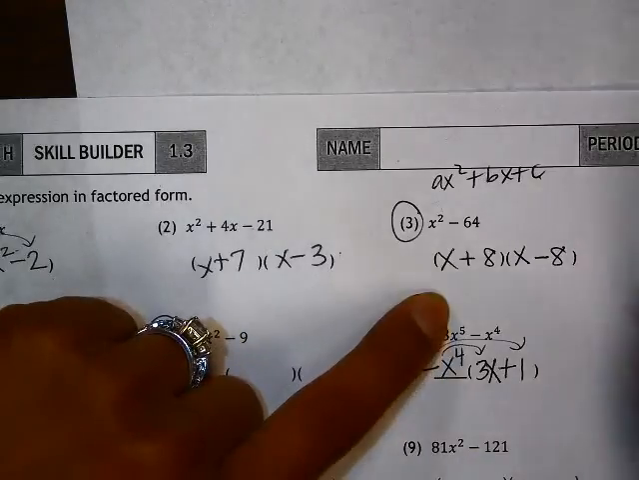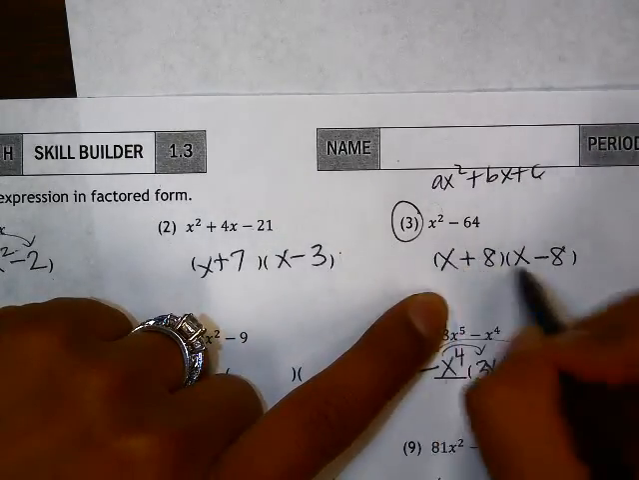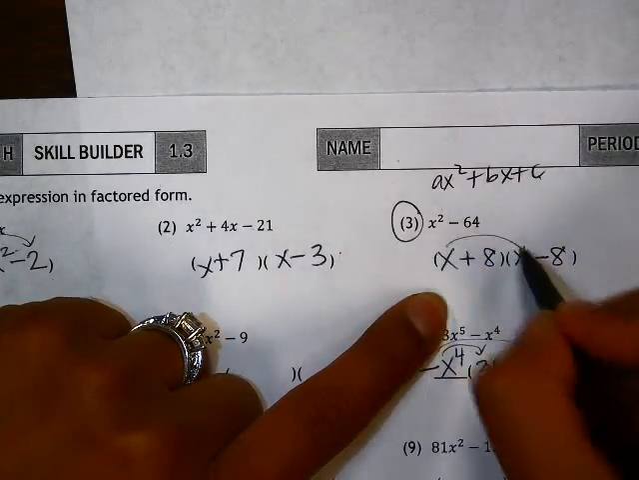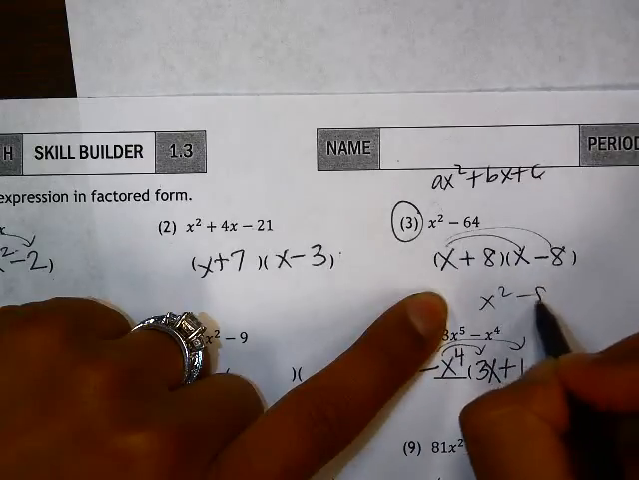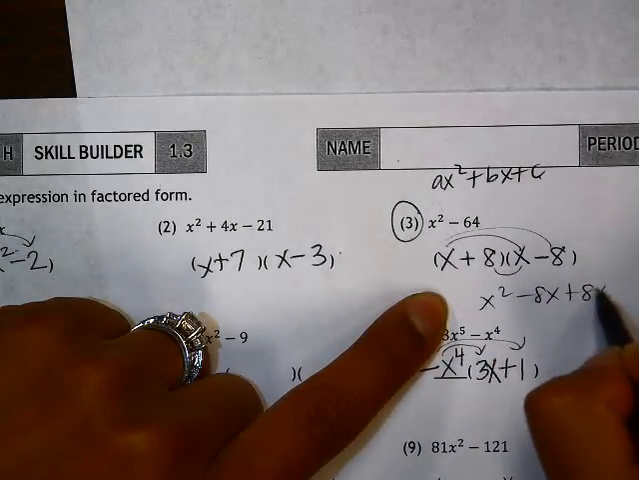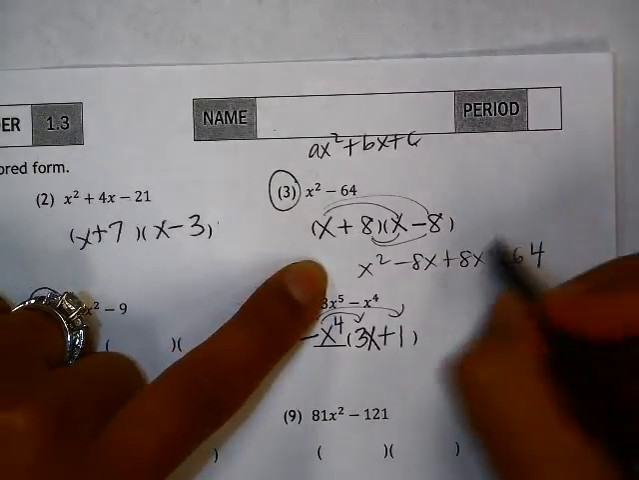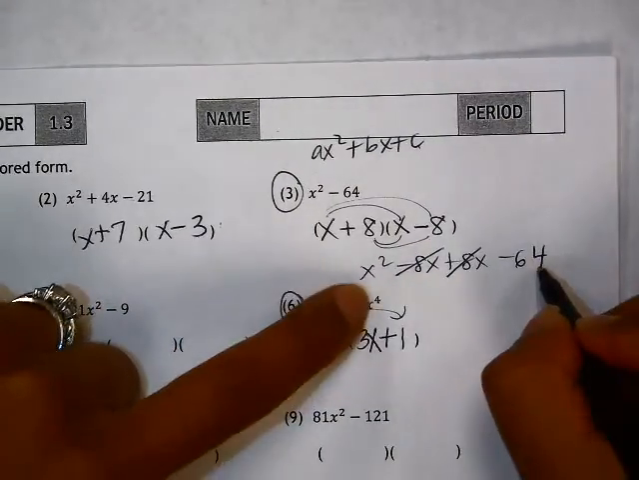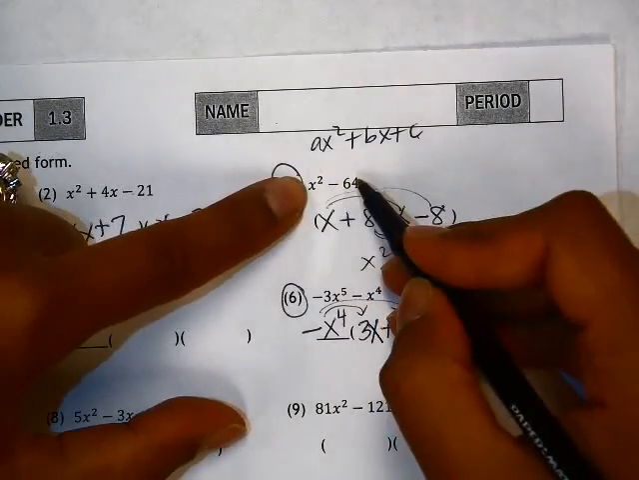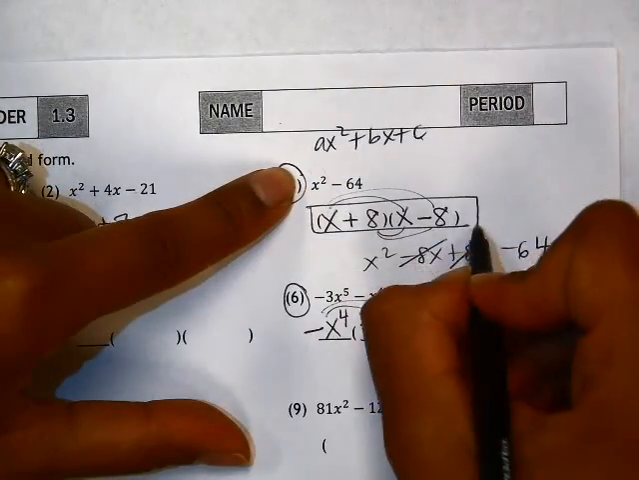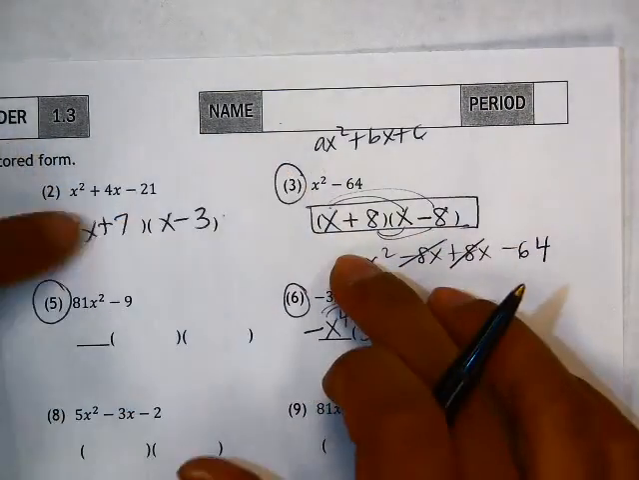And you'll notice what happens when you have conjugates is if you were to multiply this back out, x squared minus 8x plus 8x minus 64, the middle two terms end up canceling out, which gives you back the original expression. So this is the factorization. Let's try one more of the difference of squares.